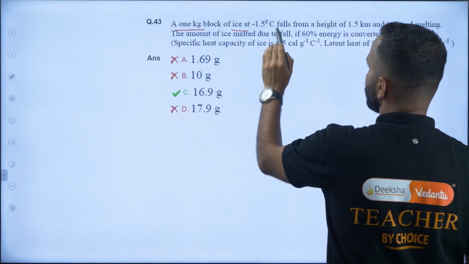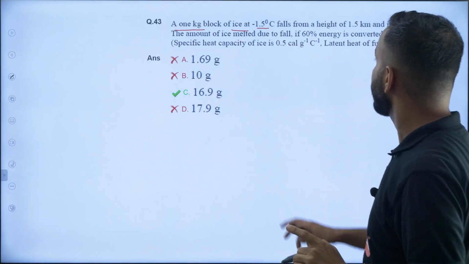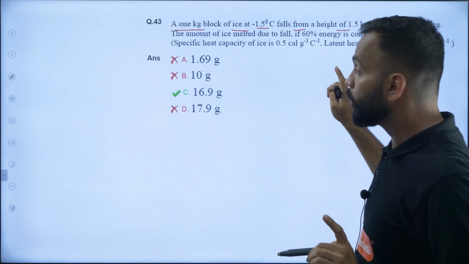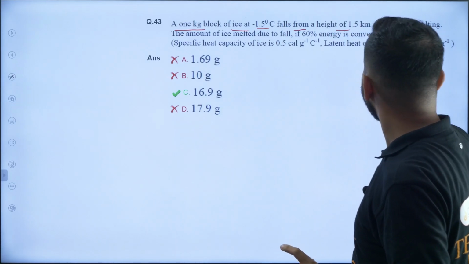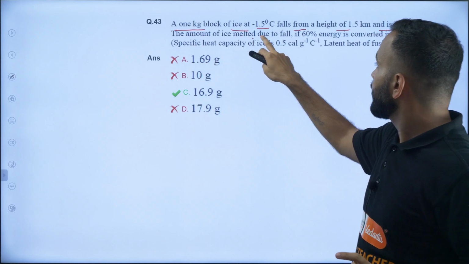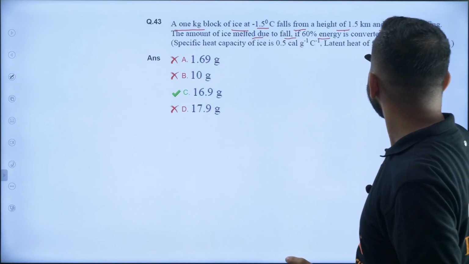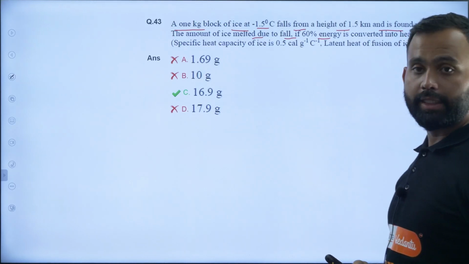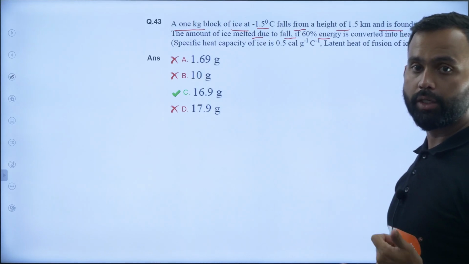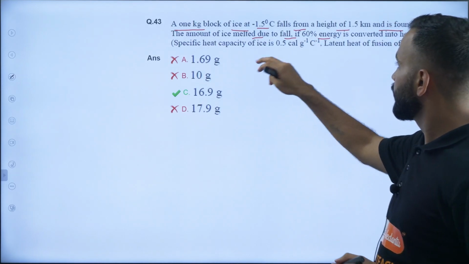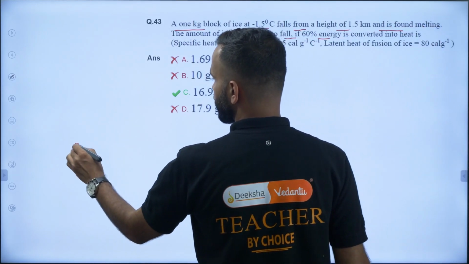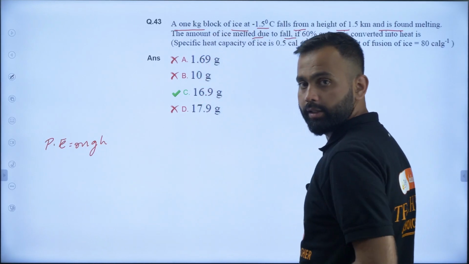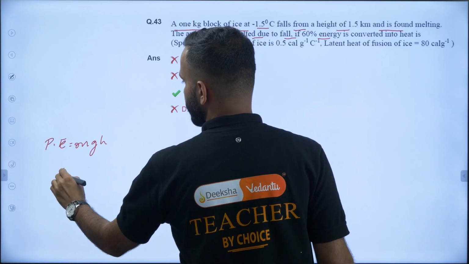A 1 kg block of ice at minus 1.5 degrees Celsius falls from a height of 1.5 kilometer and is found melting. The amount of ice melted due to the fall, if 60% energy is converted into heat, is, okay, 60% energy converted into heat, right? That is, 60% of the potential energy is converted into heat, right? So what is the potential energy of the block? The potential energy of the block is mgh, right?